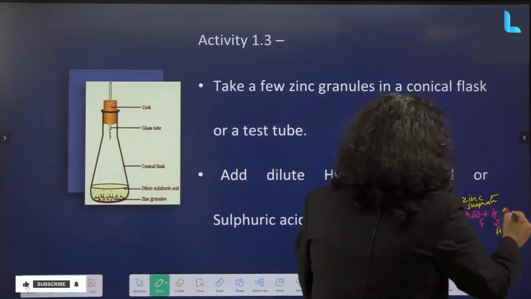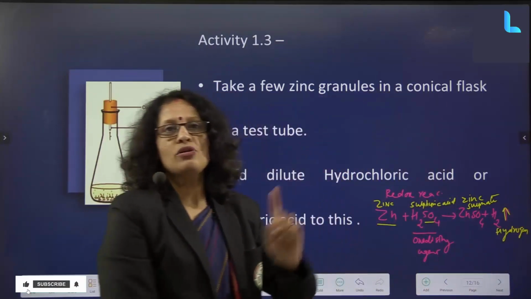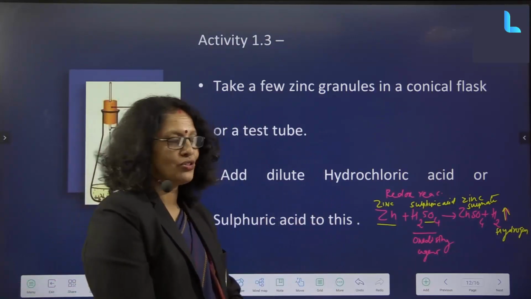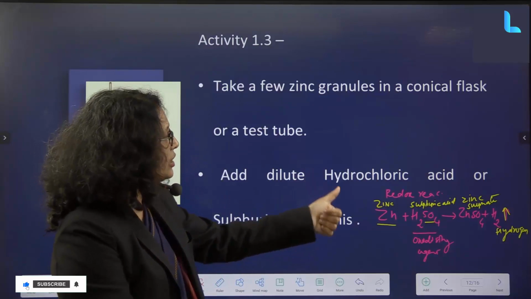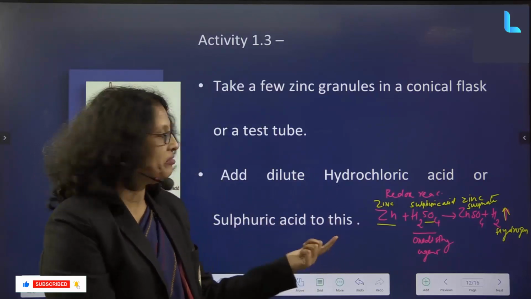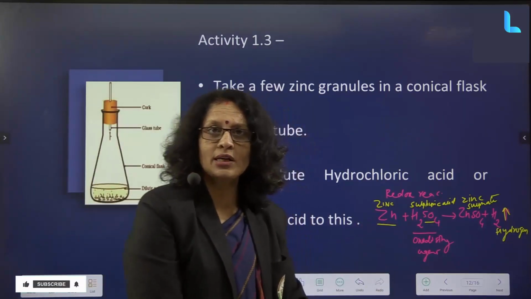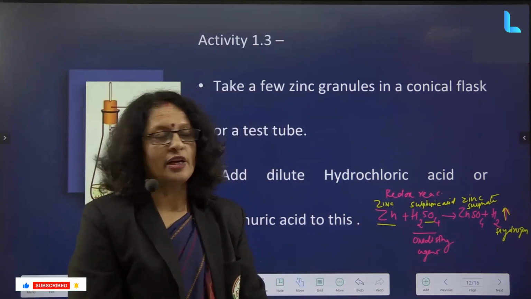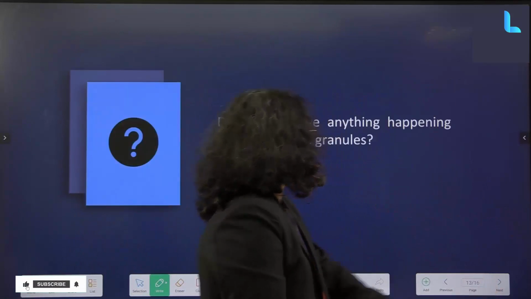Now again, see, gas is liberated. We show an arrow upwards in the reaction. I have just written the reaction for curiosity's sake here. So add dilute hydrochloric acid or sulfuric acid. If we write the reaction with hydrochloric acid, we will show it here as zinc chloride, and hydrogen gas will be liberated there also. Okay, so let's see the next one.